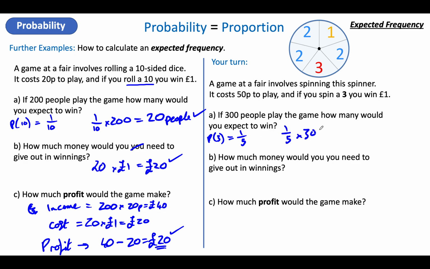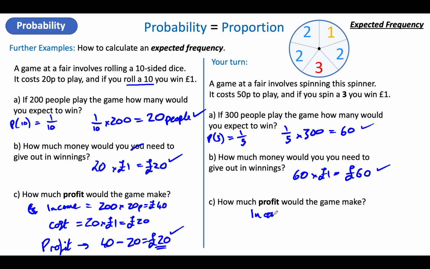Well, we'd expect to win, because it's all about theoretical probability, isn't it? It's what do we expect to happen? So that's 1/5 of 300, which is 60. I'd expect 60 people to win. How much money would you need to give out in winnings? Well, each of those 60 people gets £1. So I'd expect to have to give out £60. So how much profit would I have?